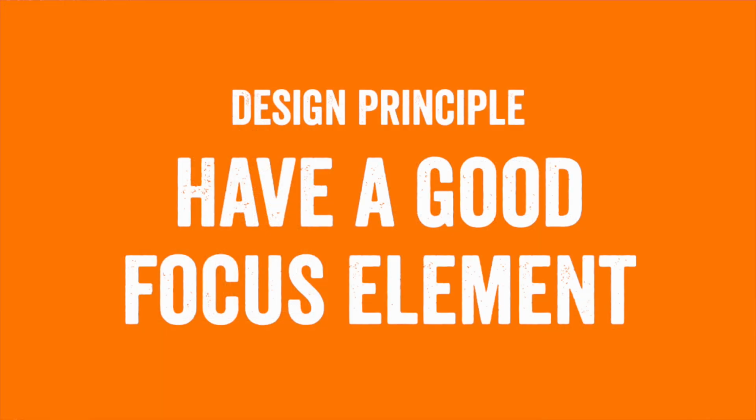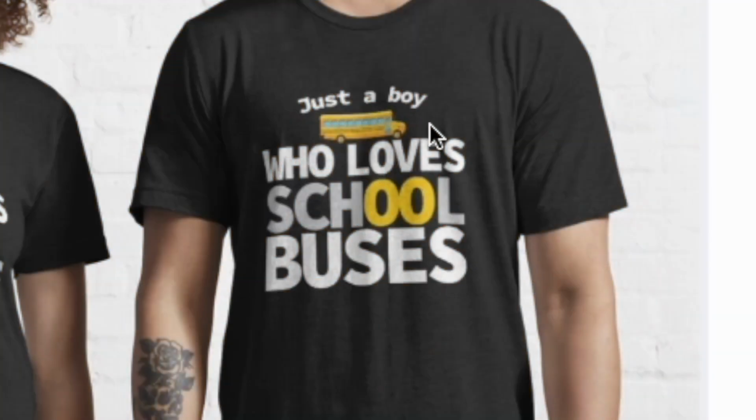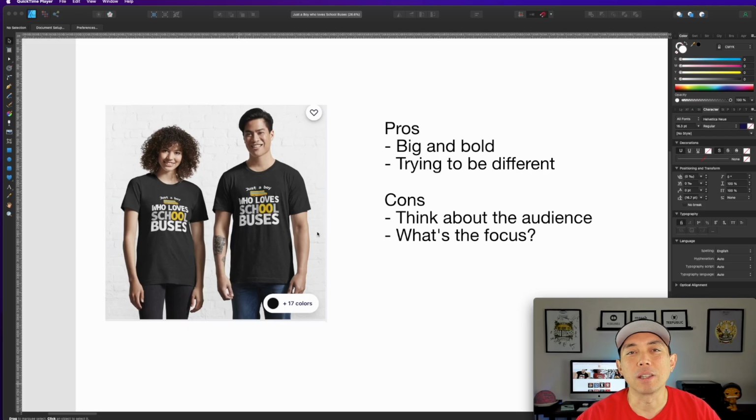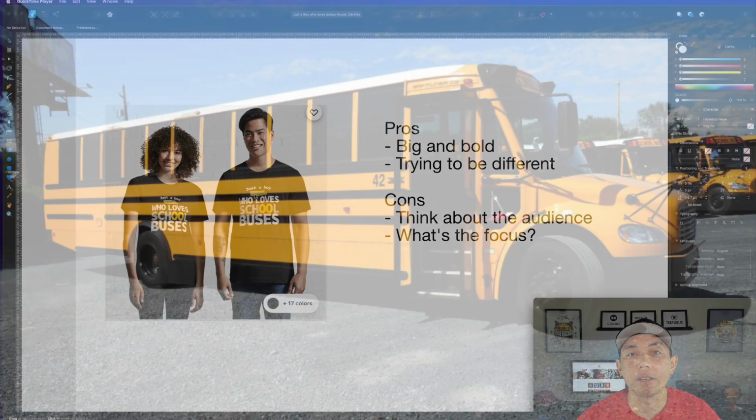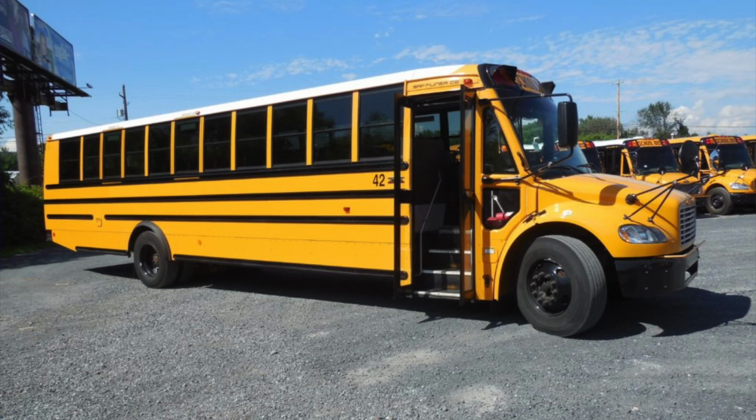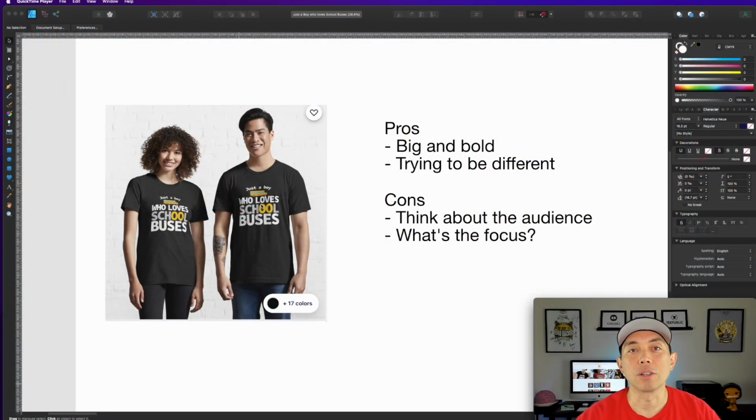And next thing is, what's the focus? You said right here, just a boy is pretty small. The school bus is really small. The words that are big is who loves school buses? And is that something that we want to stand out? I think the school bus is actually the thing that you want to stand out on a boy's t-shirt. They love school buses, so that school buses should be the bigger thing, not the words here. And that's just what I think.